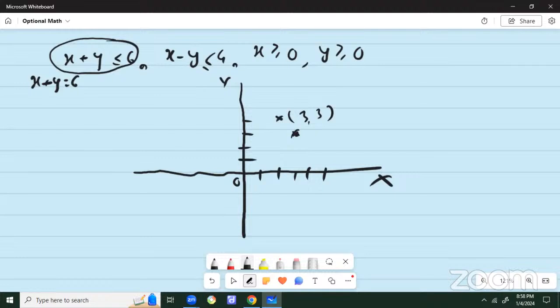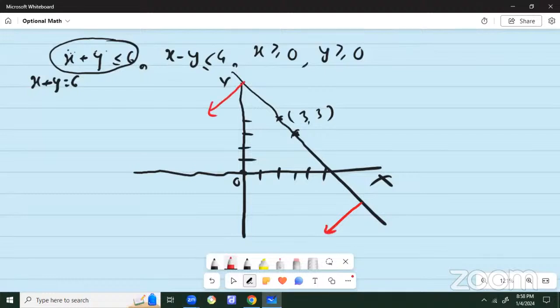Now you get a line like this, right? Now for the testing point, if you take 0, 0 and put it over here, 0 plus 0 is 0. Is 0 less than 6? True? Yes, sir. So the solution region will be below this line.